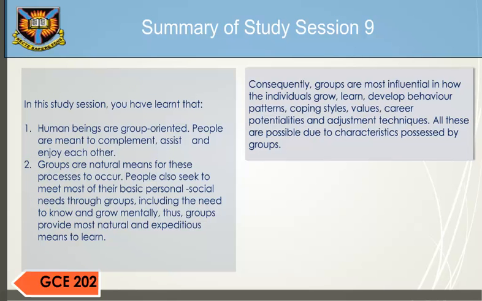Summary of study session. In this study session, you have learned that 1. Human beings are group oriented. People are meant to complement, assist, and enjoy each other. 2. Groups are natural means for those processes to occur. 3. People also seek to meet most of their basic personal social needs through groups, including the need to know and grow mentally. 4. Groups provide the most natural and expeditious means to learn. Consequently, groups are most influential in how individuals grow, learn, develop behavior patterns, coping styles, values, career potentialities, and adjustment techniques. All these are possible due to characteristics possessed by groups.